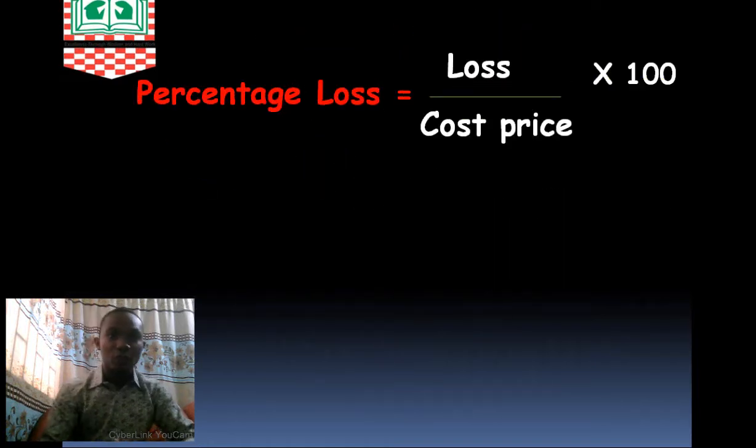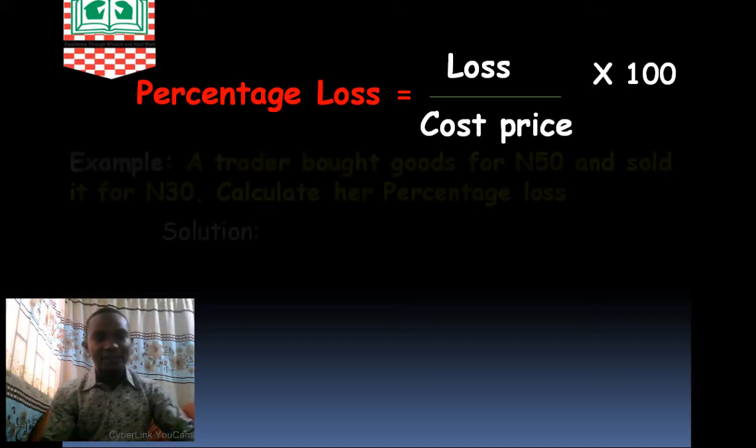Okay, now let's move on to the formula for percentage loss. The formula for percentage loss is the loss divided by the cost price times 100 over 1. Can you say it louder? Loss divided by the cost price times 100, right? Okay, let's see an example.